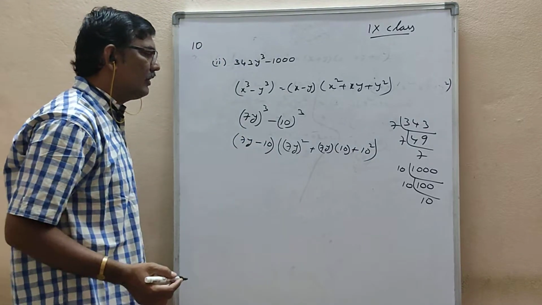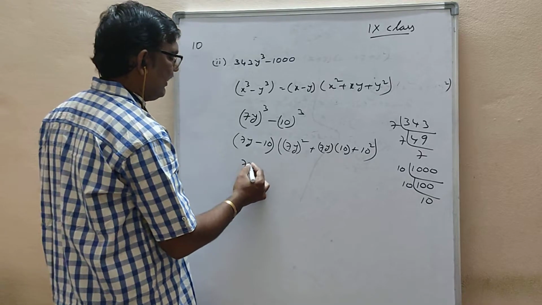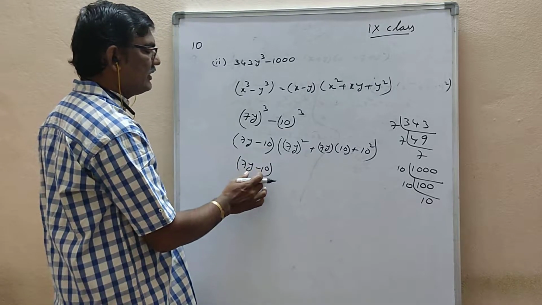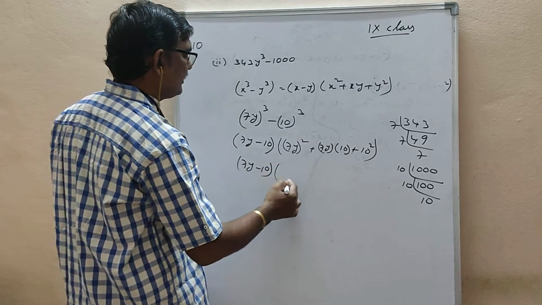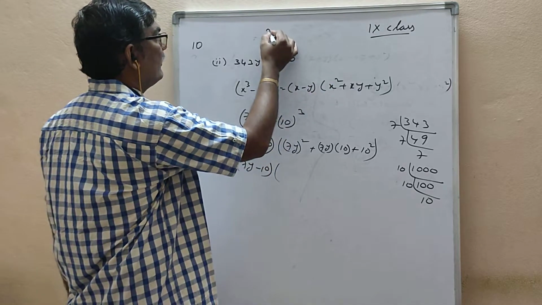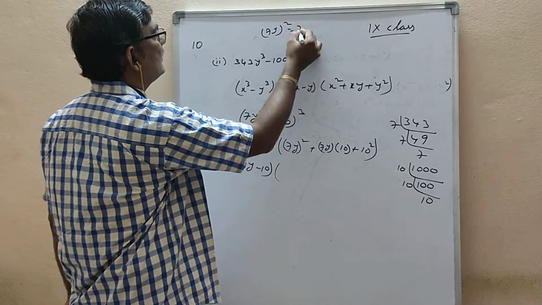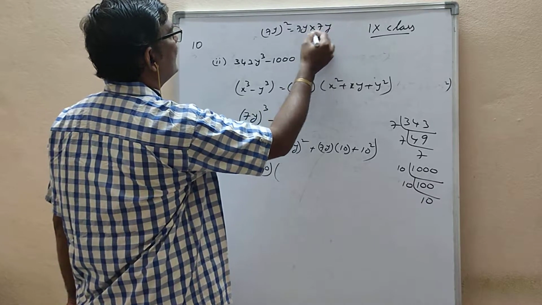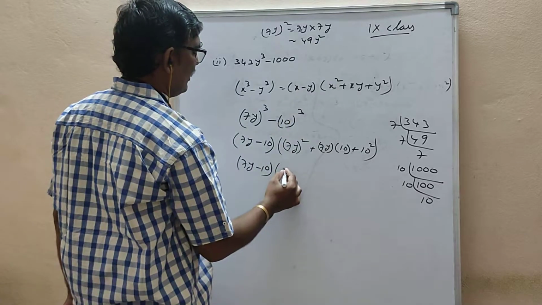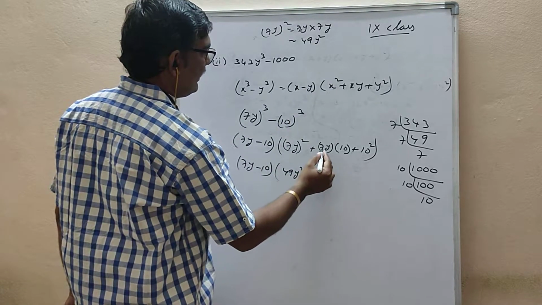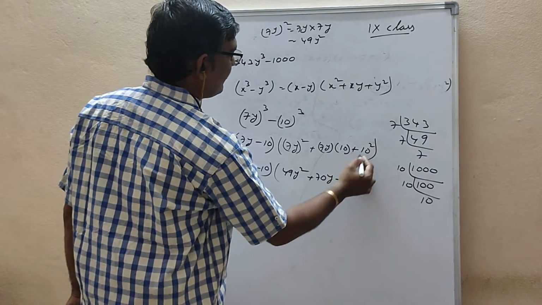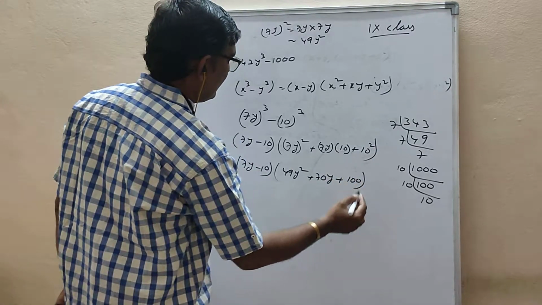So again you have to simplify this one. This 7y minus 10, they are called unlike terms. 7y minus 10, unlike terms. You can't do addition or subtraction. But (7y) whole square. A square means a into a. I said already for you. (7y) whole square is nothing but 7y into 7y. So 7 7s are 49. Y into y is y square. So you have to write 49y square. 7y into 10 is 70y. And here 10 square means 10 tens are 100.